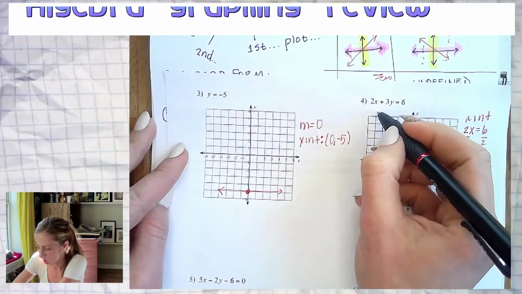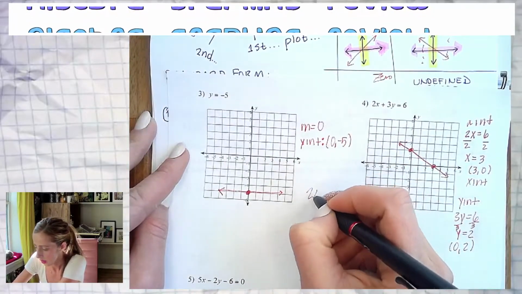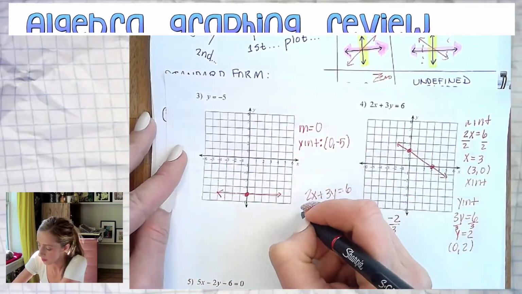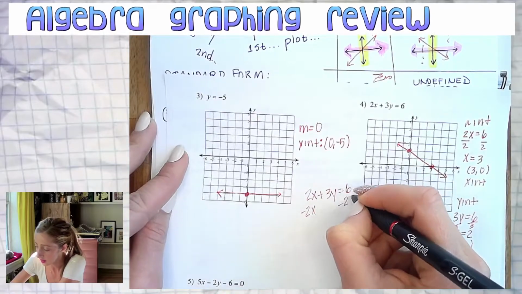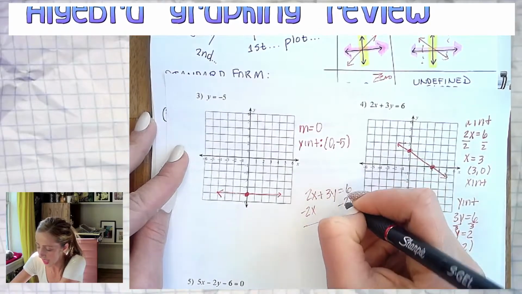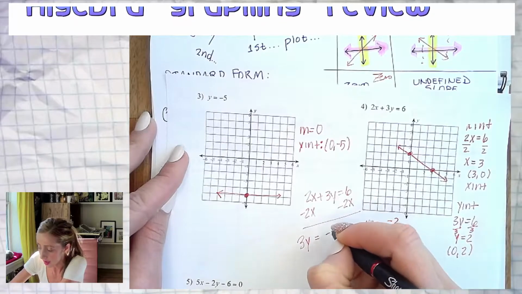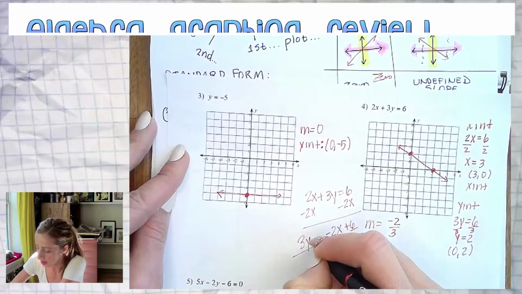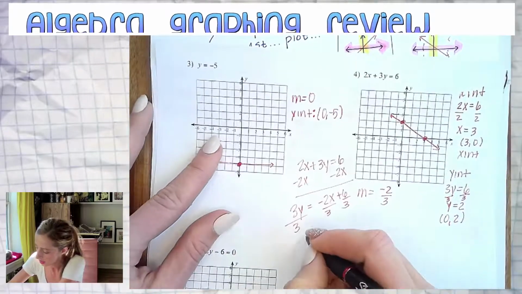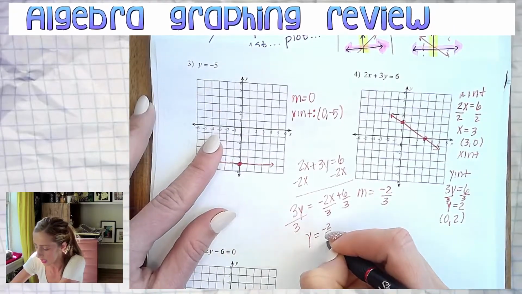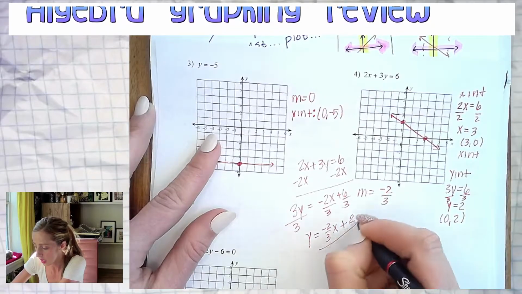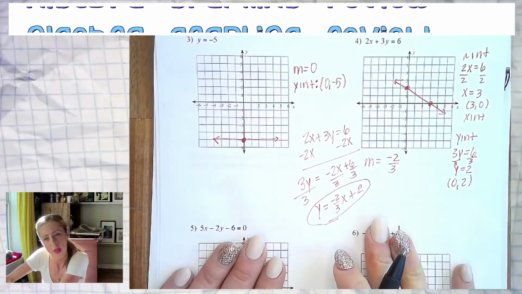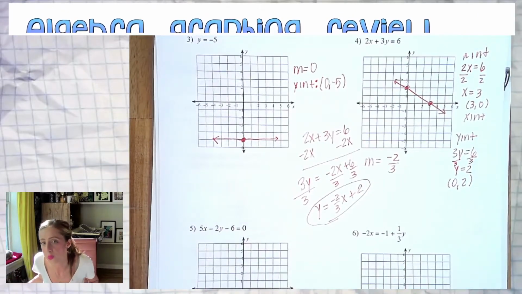You also could have changed this by putting it into slope-intercept form. Bring over the 2x. Advice is always put that in front. So we have 3y is -2x plus 6, and then divide everybody by whatever's in front of the y. You get y equals -2/3x plus 2, and you would graph that just like we graphed number 1. Don't worry about these two examples. I hope that this helps you do your assignment.